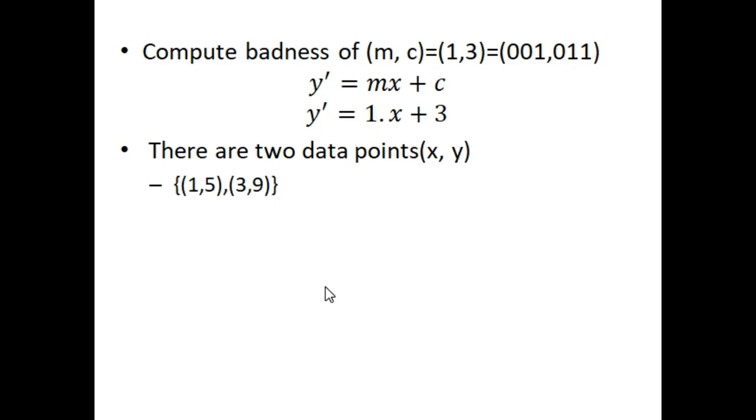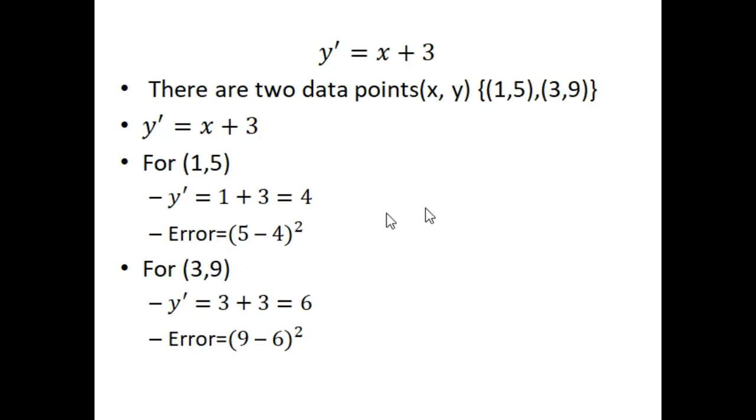So I will compute the error function for this M and C. So just look at this slide that I will put these values of x in this equation. So initially the x is 1, so I put this value over here. The y prime, the predicted y is equal to 4, but the actual value of y is 5. So the actual value of y is 9 for this point, but the predicted value of y is 6 for this data point. So the error is 5 minus 4 square, so 9 minus 6 square.